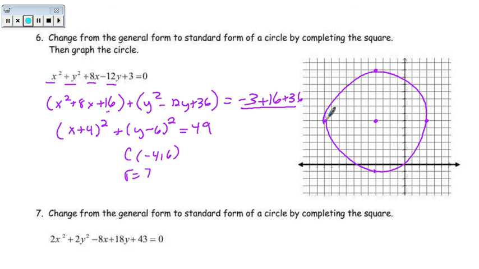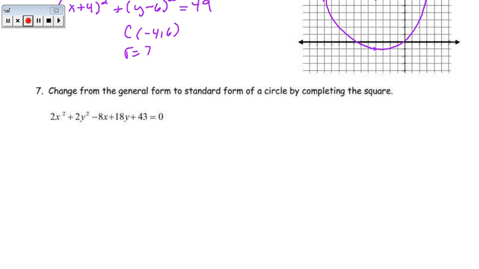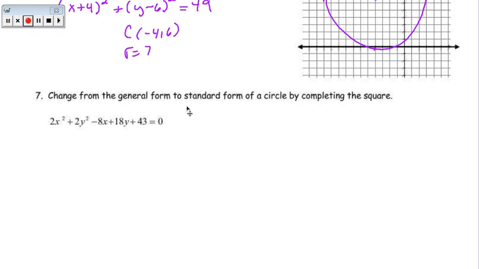Okay, we've got one more problem to work with here. Kind of the same thing that we just did. We're sitting here in general form, and we want to change it over to standard form. So the first thing I'm going to do is go ahead and gather up the x's together. So I'm going to have 2x squared minus 8x plus 2y squared plus 18y. And again, I'm going to bring that 43 over to the other side. Now to complete the square, we have to have a 1 lead, and we don't have that right now.